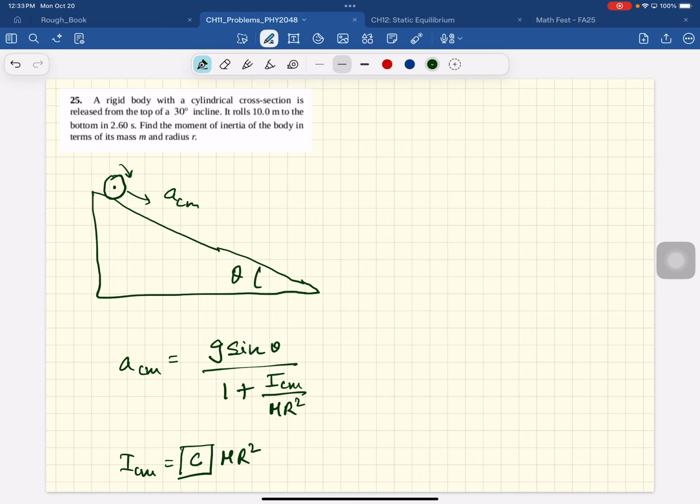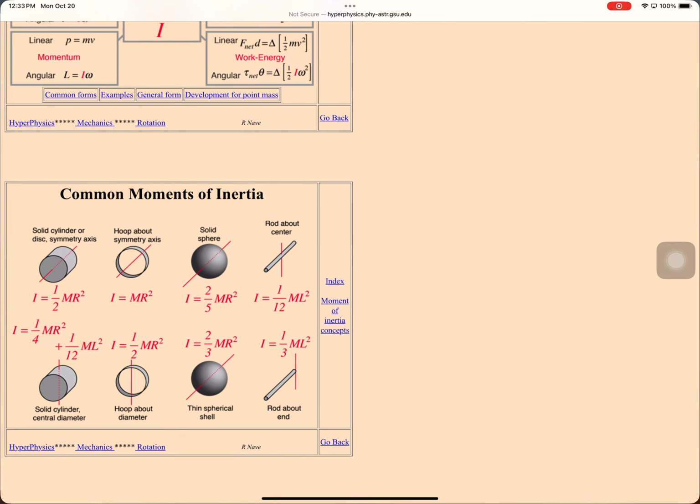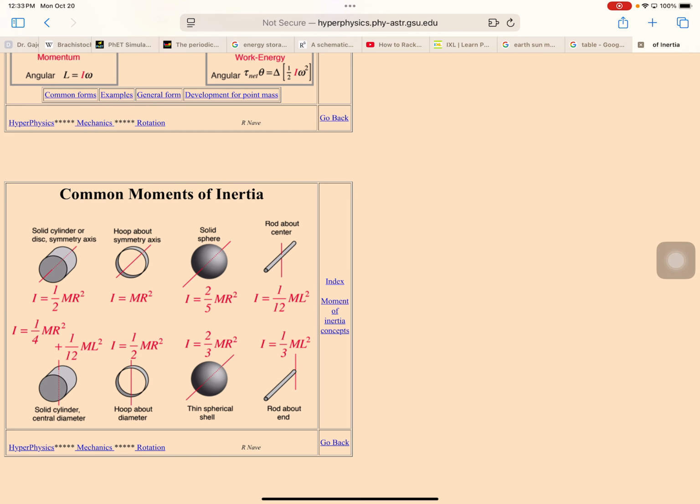Okay, so let me show you some moments of inertia. And there's a table like this in your notes in chapter 10. So for instance, for this one, and in all these cases, the mass is uniformly distributed. In this case, the constant is a half. So for a uniform cylinder, for a solid sphere, like a bowling ball, it's 2/5. For this rod, it's 1/12, and so on.